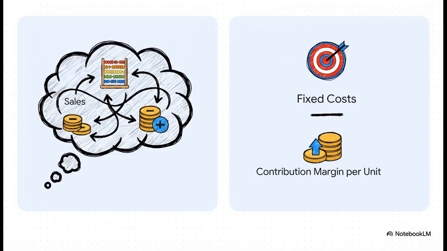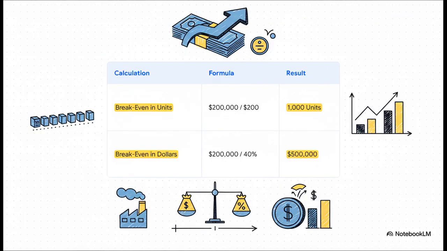While the mathematical equation is comprehensive, the contribution margin technique is arguably more intuitive for managerial analysis. The logic is simple. We have a total amount of fixed costs to cover, and we know how much each unit contributes to covering that amount. Therefore, the formula is simply our total fixed costs divided by the contribution margin per unit. Let's apply this to our case study. To find the break-even point in units, we take our $200,000 in fixed costs and divide it by our $200 contribution margin per unit. The result is 1,000 units.